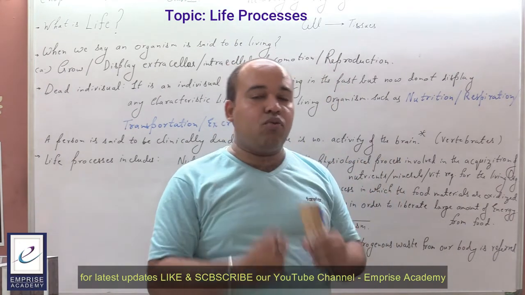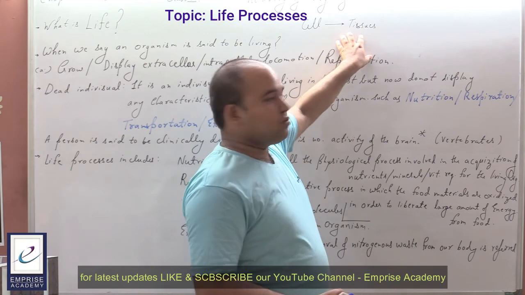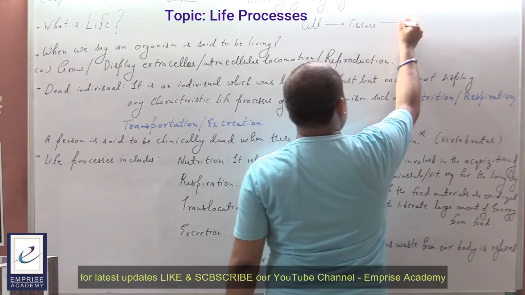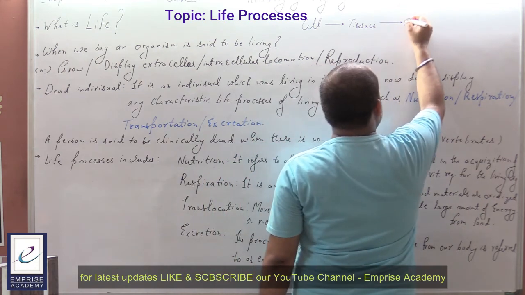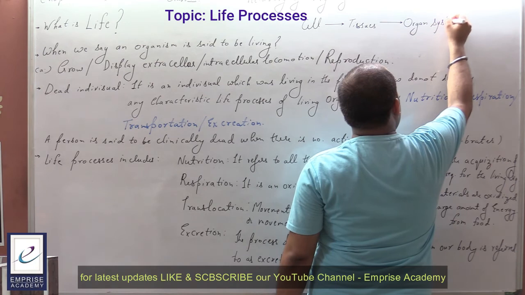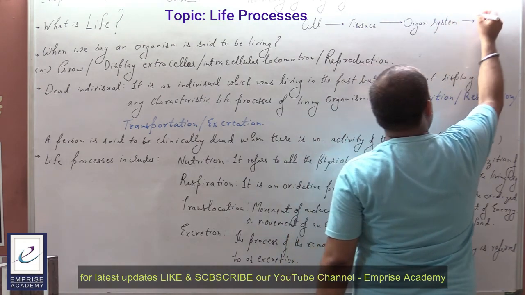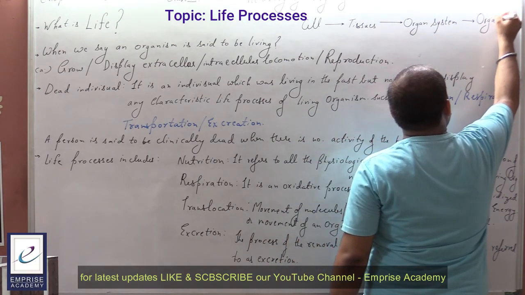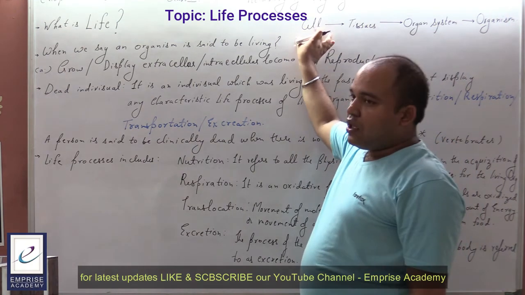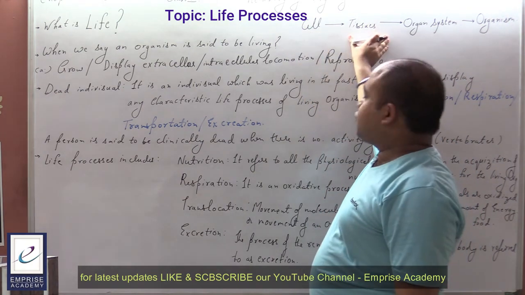That is how you form tissues. These tissues will lead to the formation of organ systems, and these organ systems will lead to the formation of an organism. This is how our body is produced. A large number of cells associate to form tissues.